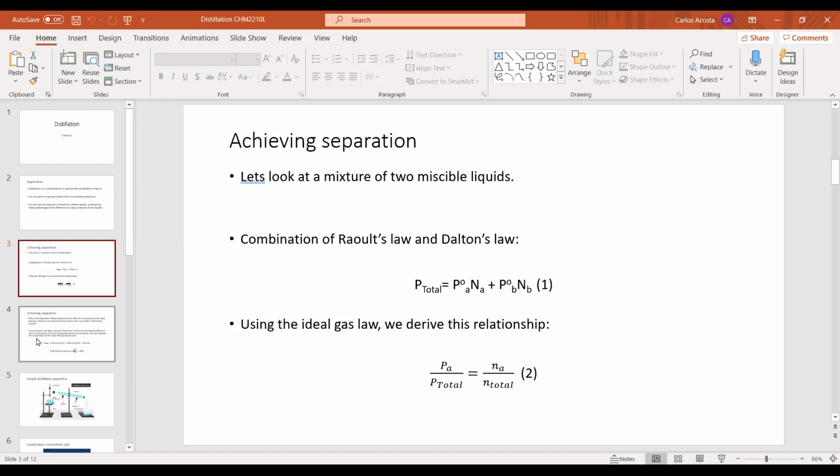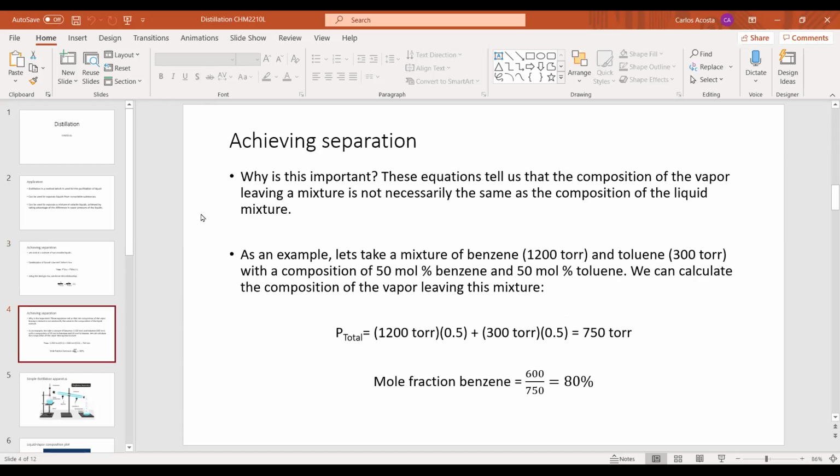So why are these equations important? What these equations tell us is that the composition of the vapor leaving a mixture is not necessarily the same as the composition of the liquid mixture. So I'm going to use an example. Let's pretend we have a 50% benzene, 50% toluene mixture. And guys, when I say 50% benzene, 50% toluene, I mean 50 mole percent. Throughout this, every time I say percent, just keep in mind it's mole percent, not percent by volume or percent by mass.